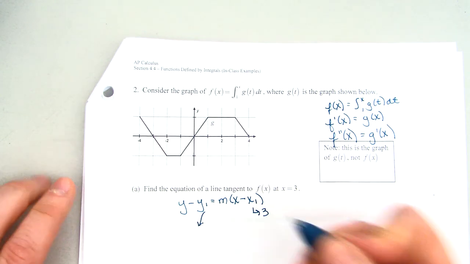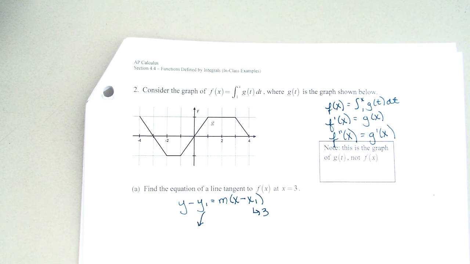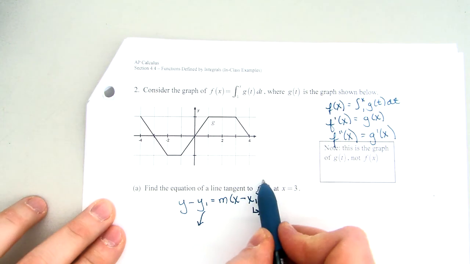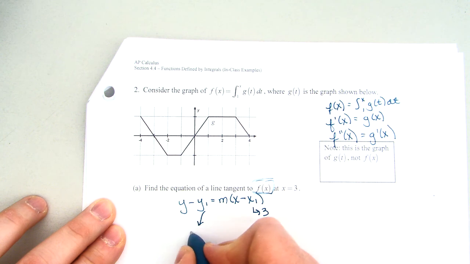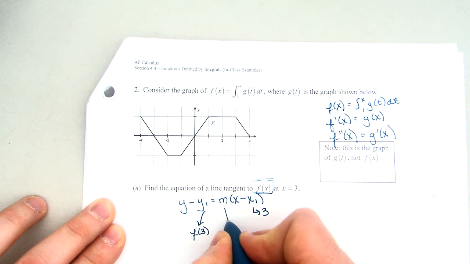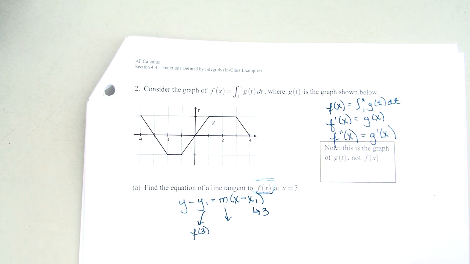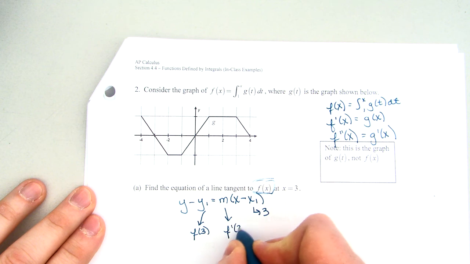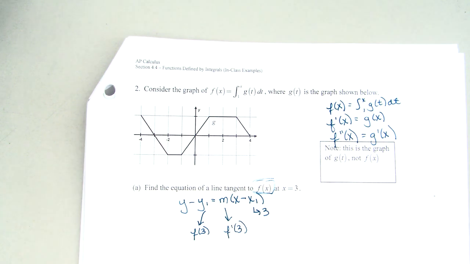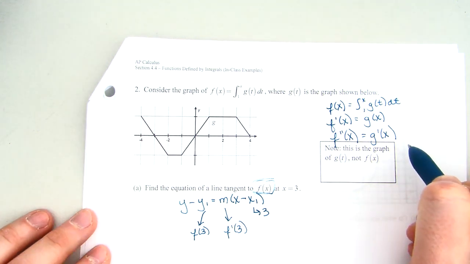Is y1 f of 3 or g of 3? It's f, because it says I want a tangent line to f of x, which means y1 is f of 3, and m then would be, let's not say that yet, though. Let's say the easier one first. F prime of 3, just because now it looks like what we always have. So really, your job now is to find f of 3 and f prime of 3. I think I'm just going to leave that to you. We've got all the formulas we need on the top. Go find those things.